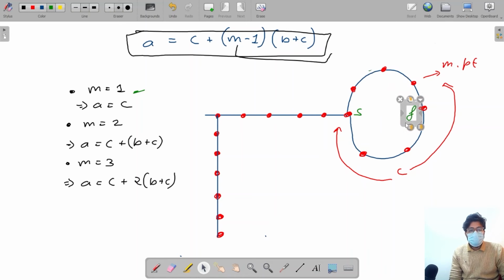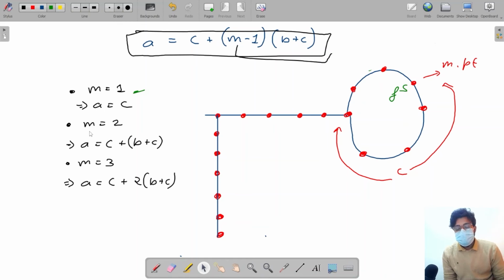Now fast 2 times. Then again slow 1 time. Fast 2 times. And again slow 1 time. Fast 2 times. Here, 2 rotations of F, the fast pointer, are done, right? And when S goes to a meeting point, this is our meeting point, right? So when M is equal to 2, A is equal to C plus A, C plus B plus C, right?